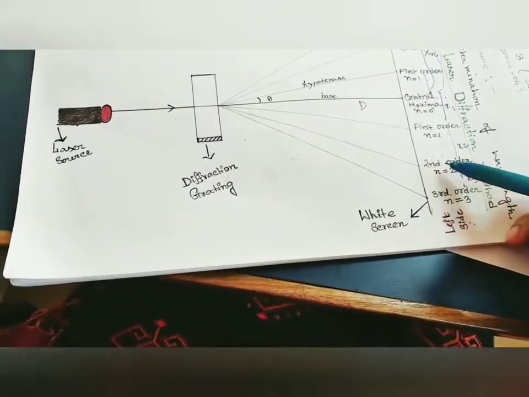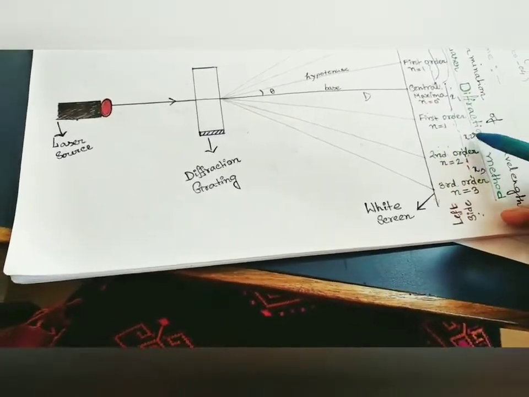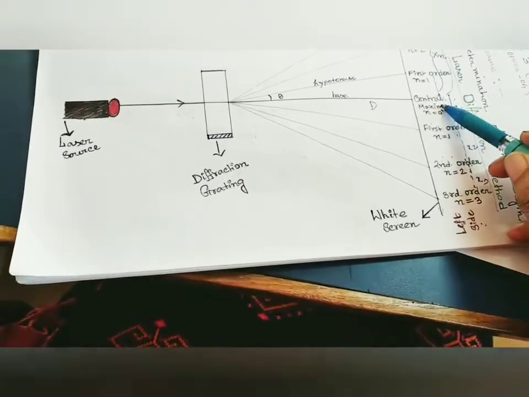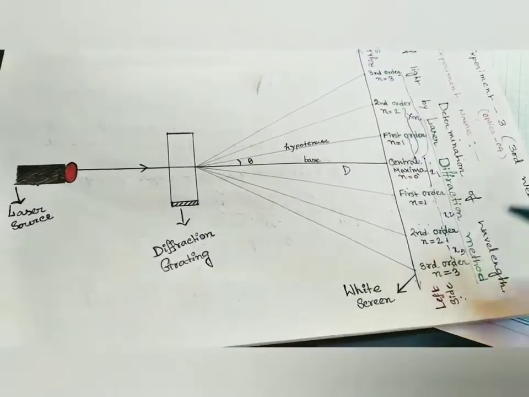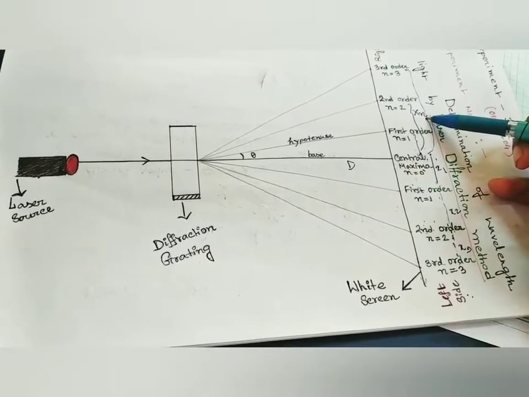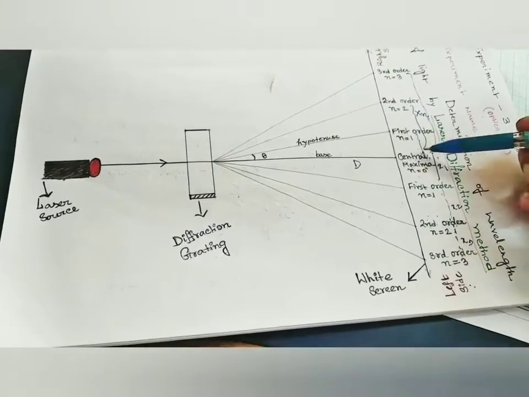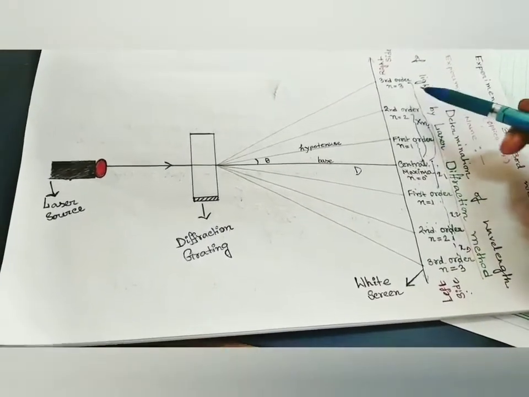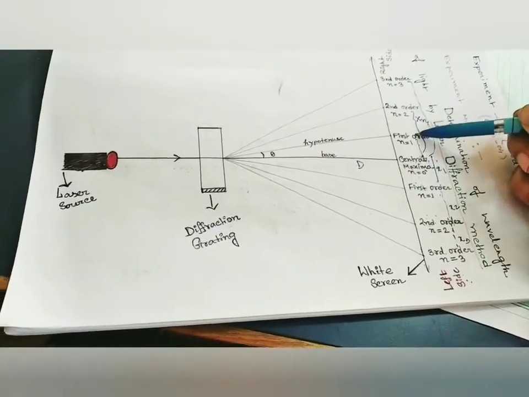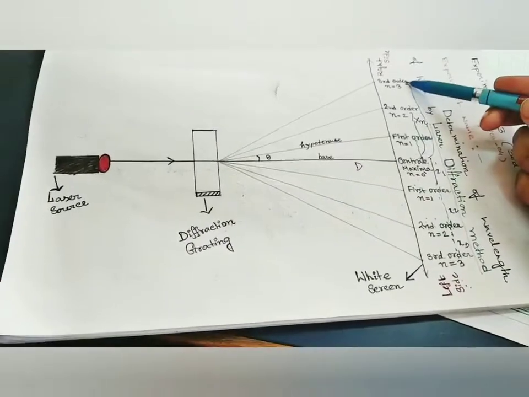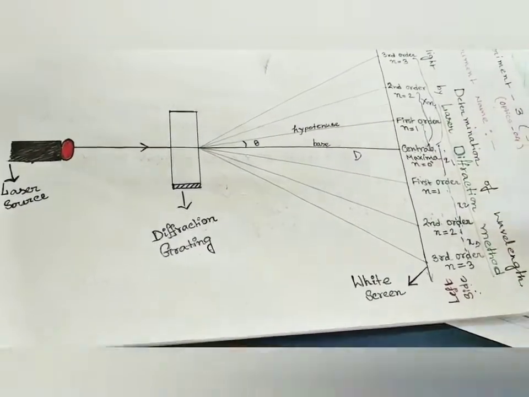Then for the second order, n equals 2, the distance from central maxima to order 2 is x2. Central maxima to order 3 will be x3. In general we can write xn, where n equals 1, 2 and 3. From the central maxima we will find both sides. Considering this is the right side and this is the left side, we need to repeat the distance measurement for the right side as well, and we will take the mean of these two for a better result.